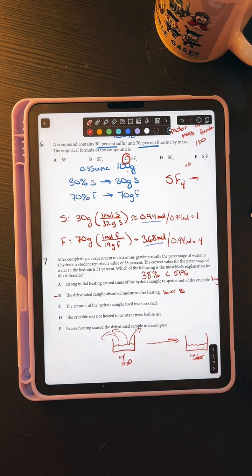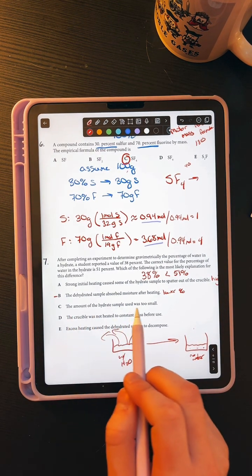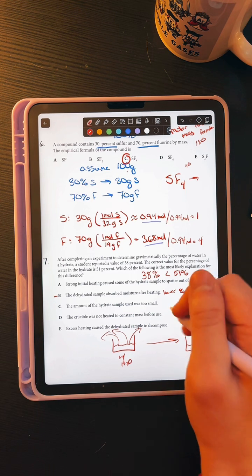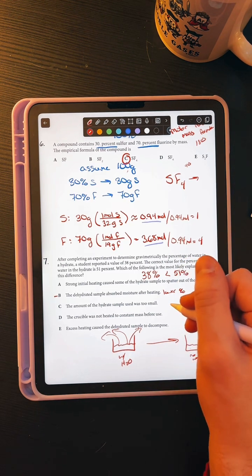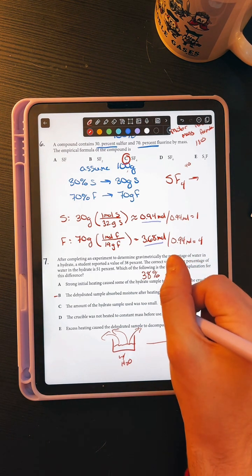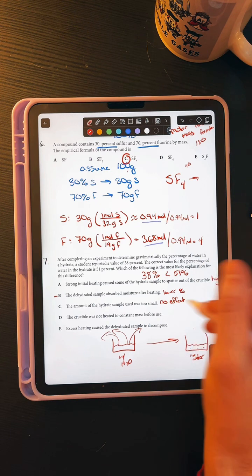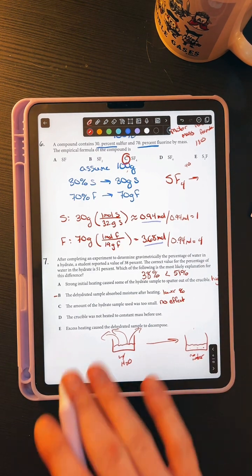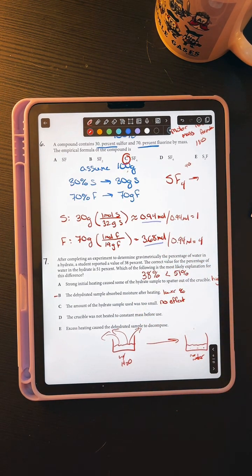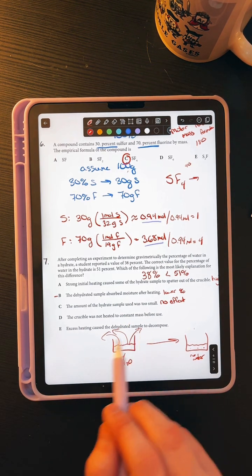Let's go through and just make sure the other answers are correct or incorrect. The amount of hydrate sample used was too small. When we do gravimetric analysis, this is all due to proportions, right? So if we have a small amount, we're only going to heat up a certain amount of water out of our sample. So this actually has no effect on our amount, because if we heated up a 5-gram sample compared to a 500-gram sample, the percent of water should be the same.